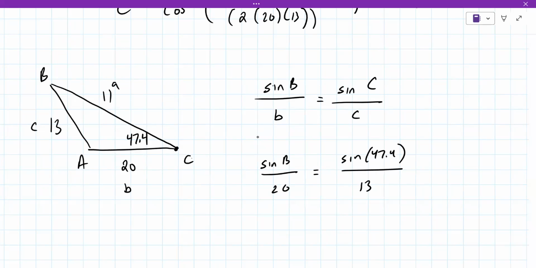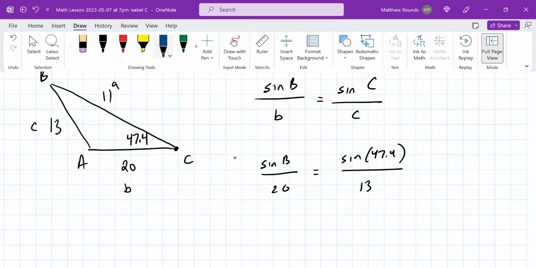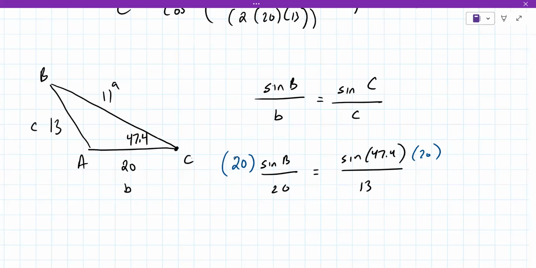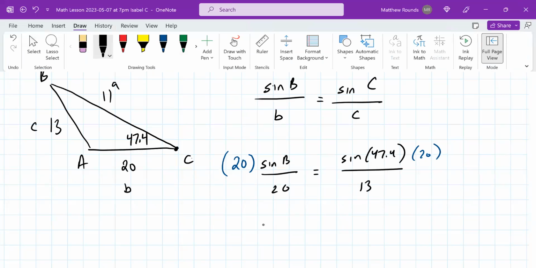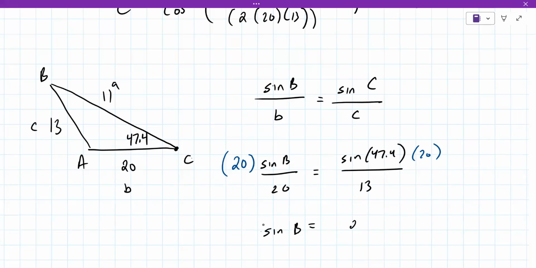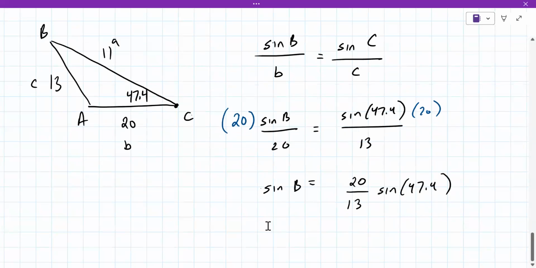Yeah. So it's just a matter of getting that all into the right place in the equation. We can clear out the 20 on the bottom on the left by multiplying both sides by 20. Sine big B equals 20 over 13 sine 47.4. Right. But you haven't solved for B, you've only solved for sine B. So to solve for B, you have to take the sine inverse of whatever number you just got.